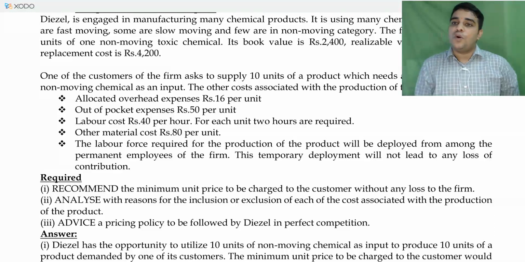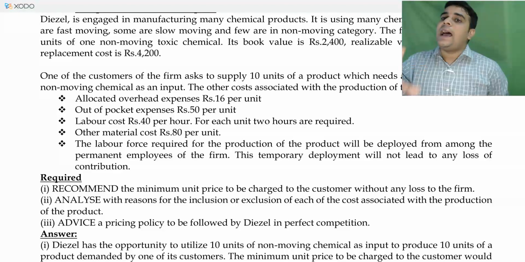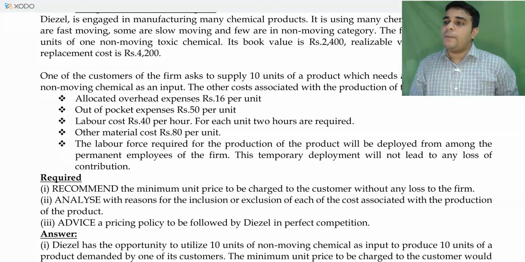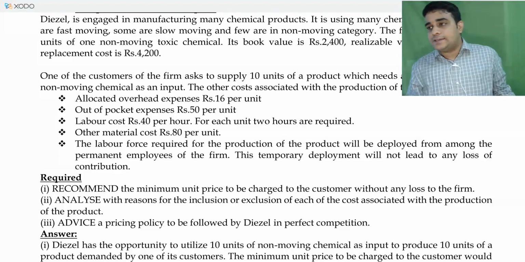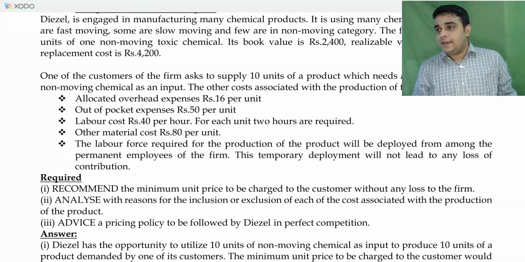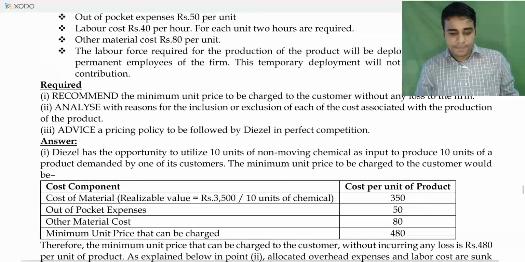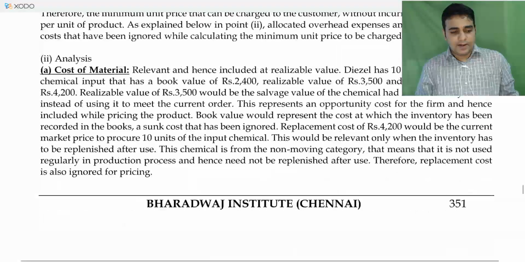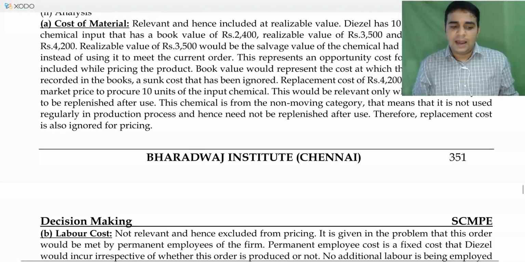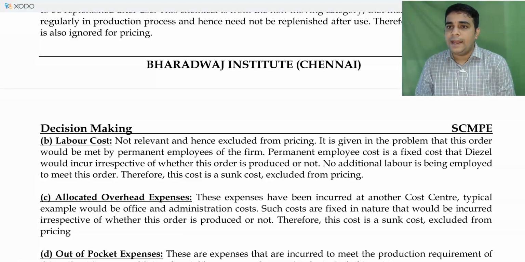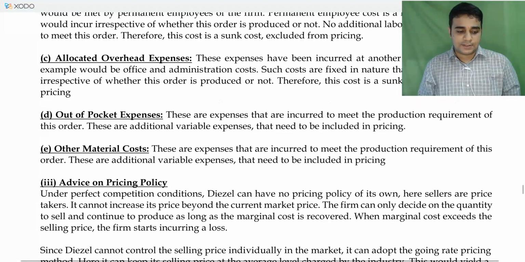Going rate pricing is basically the average rate of the industry. So this is going to be market driven. Technically, I don't have any pricing policy in case of perfect competition. So the price is 480. Explanation on each of the items is given. I don't expect you to give such a detailed explanation, but 2-3 lines of explanation may have to be written if they specifically ask for it. This question has specifically asked for that.